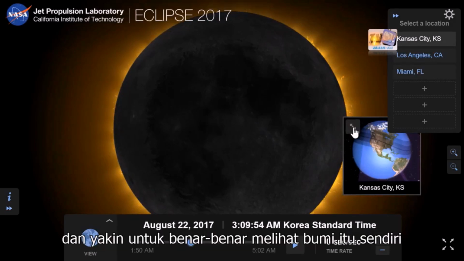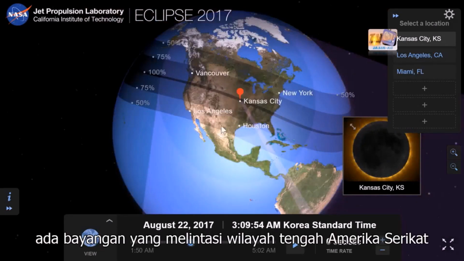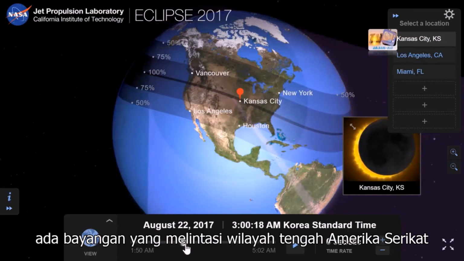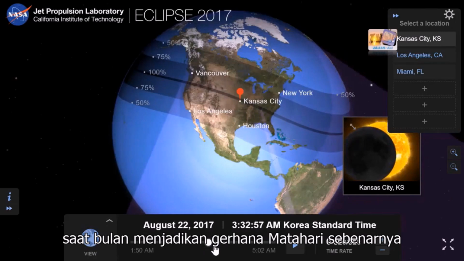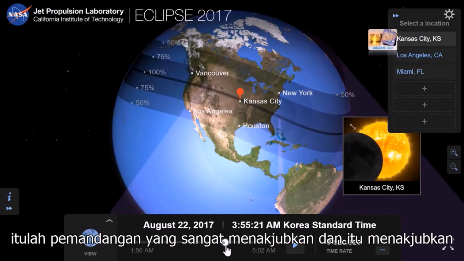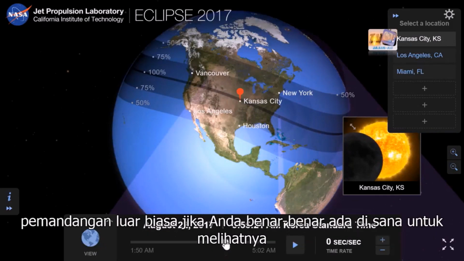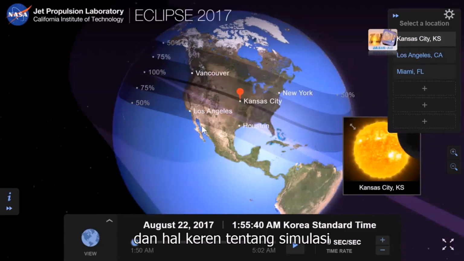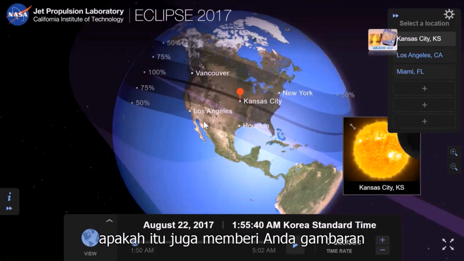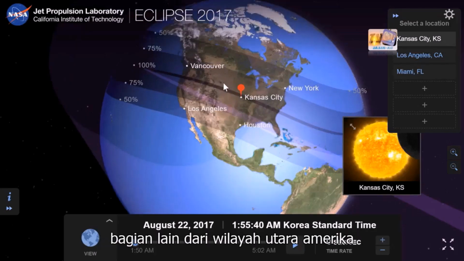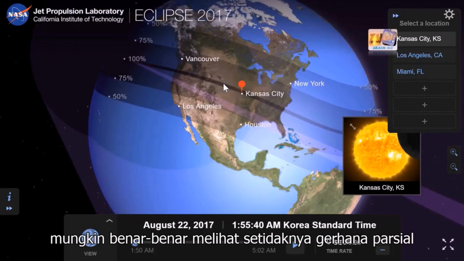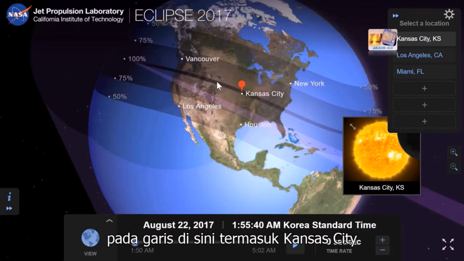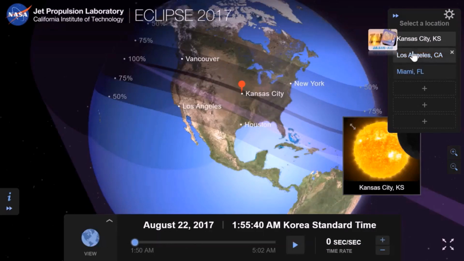And if you were to actually look at Earth itself, there is that shadow that passes across the central United States as the moon eclipses the sun. So it's a pretty amazing sight, and it's a pretty amazing view if you actually are there to see it. And the cool thing about this simulation is that it also gives you an idea what other parts of North America might actually see at least a partial eclipse. And so the 100%, the total eclipse, is only on this line right here, including Kansas City.